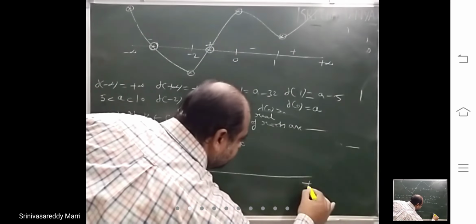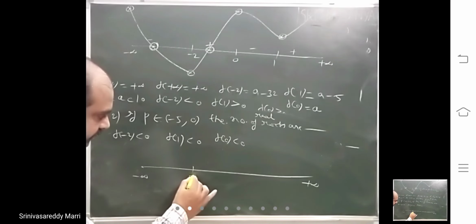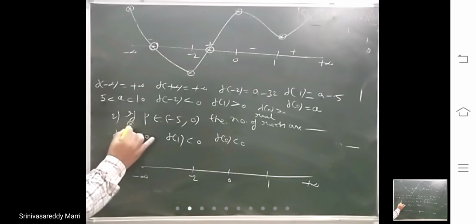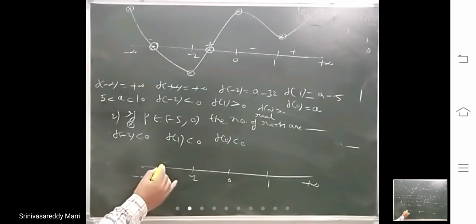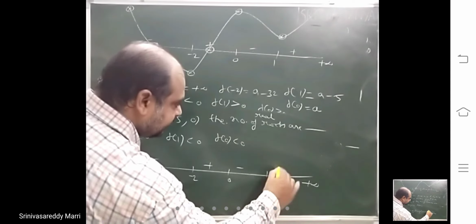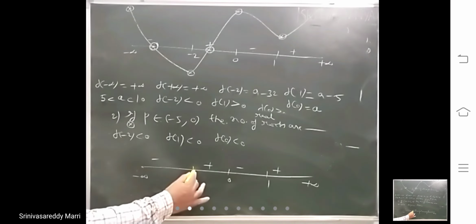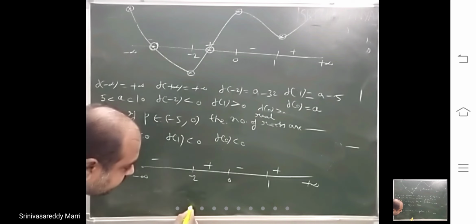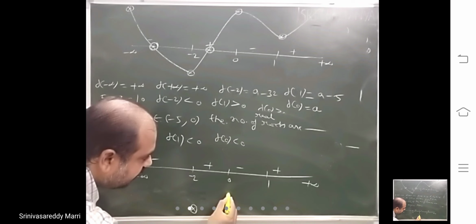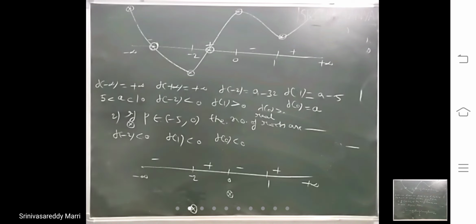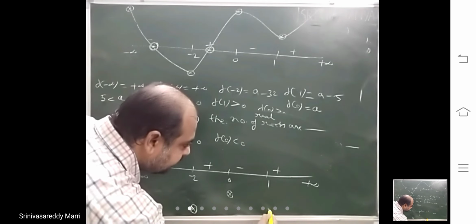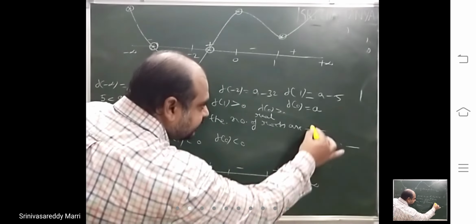Minus infinity, plus infinity, minus 2, 0, 1. Minus infinity, where is the graph here? f of minus 2 negative. Here decreasing, increasing, decreasing, increasing. Minus 2 you got negative, that means it will be here. f of 0 also you got negative, that means here. Here f of 1 also negative, that means somewhere here. And f of plus infinity is here.